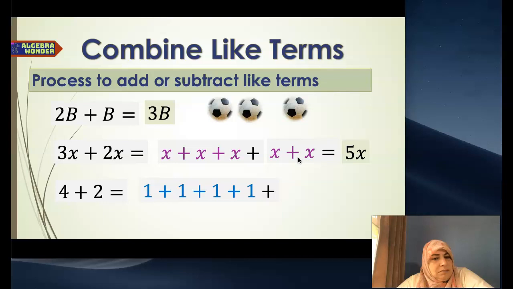What about if it's a constant? 4 plus 2. You have to really understand what a constant means. 4 is just 4 ones: 1 and 1 and 1 and 1. And what is 2? 1 and 1. So I'm just adding constants. 4 plus 2 is 6.